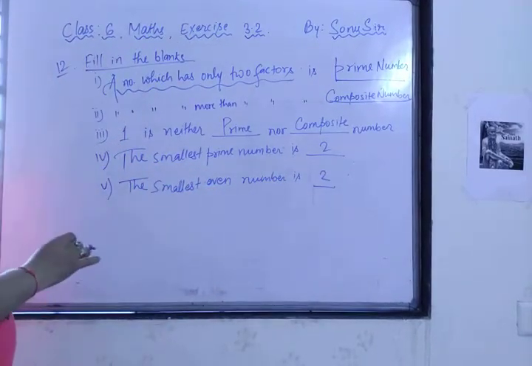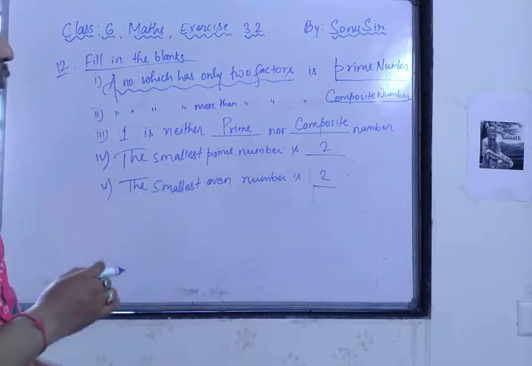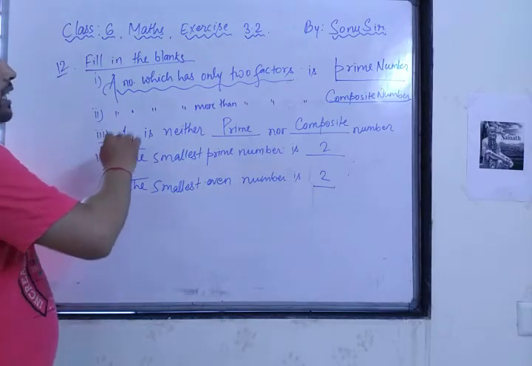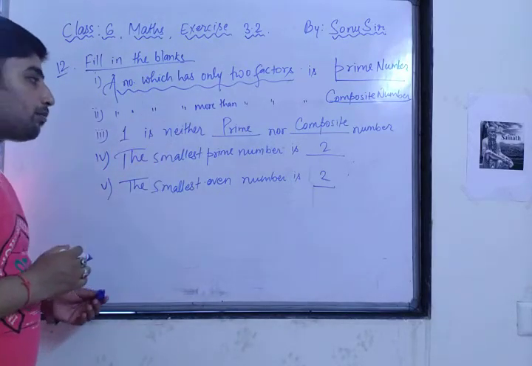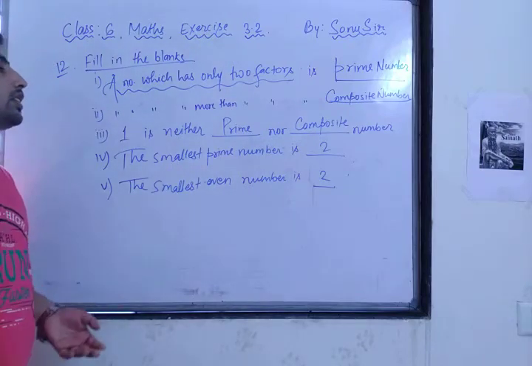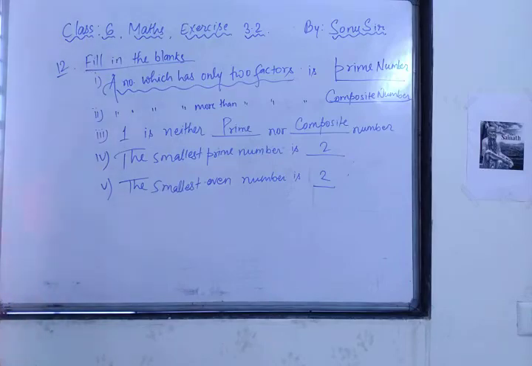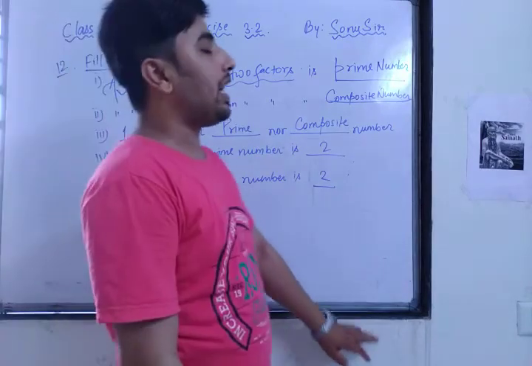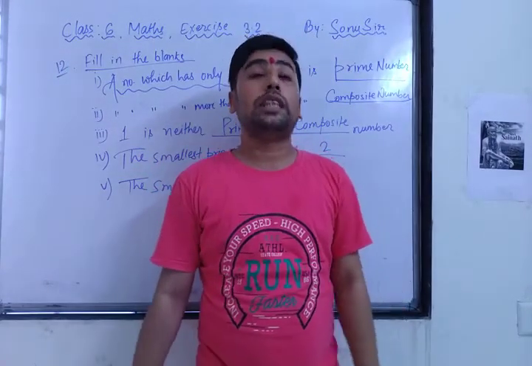The first fill in the blanks was, a number which has only two factors is called a prime number. A number which has more than two factors is called a composite number. One is neither a prime number nor a composite number. The smallest prime number is 2. The smallest even number is 2. So these were the questions of this exercise.